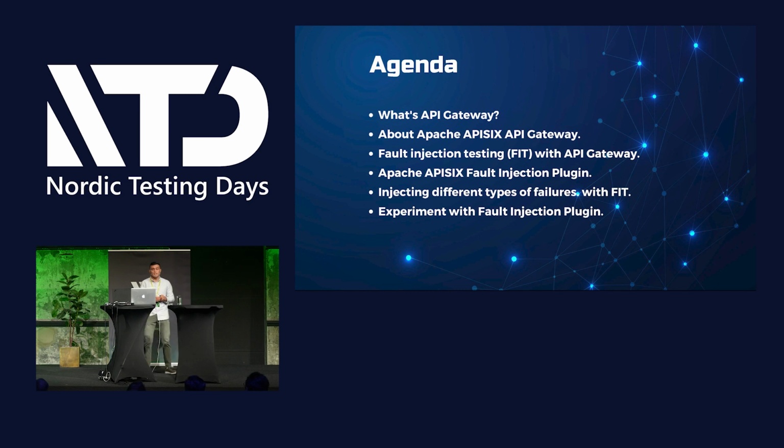If you decide to use an API gateway, you can get some benefits. I'm going to explain what kind of benefits, and how you can improve the resiliency of your APIs and build reliable systems. I will also talk about how you can achieve fault injection testing with an API gateway using plugins without writing any code, because we are living in a low-code, no-code world, for lazy developers or QA engineers. We're going to experiment with this plugin in the demo at the end.